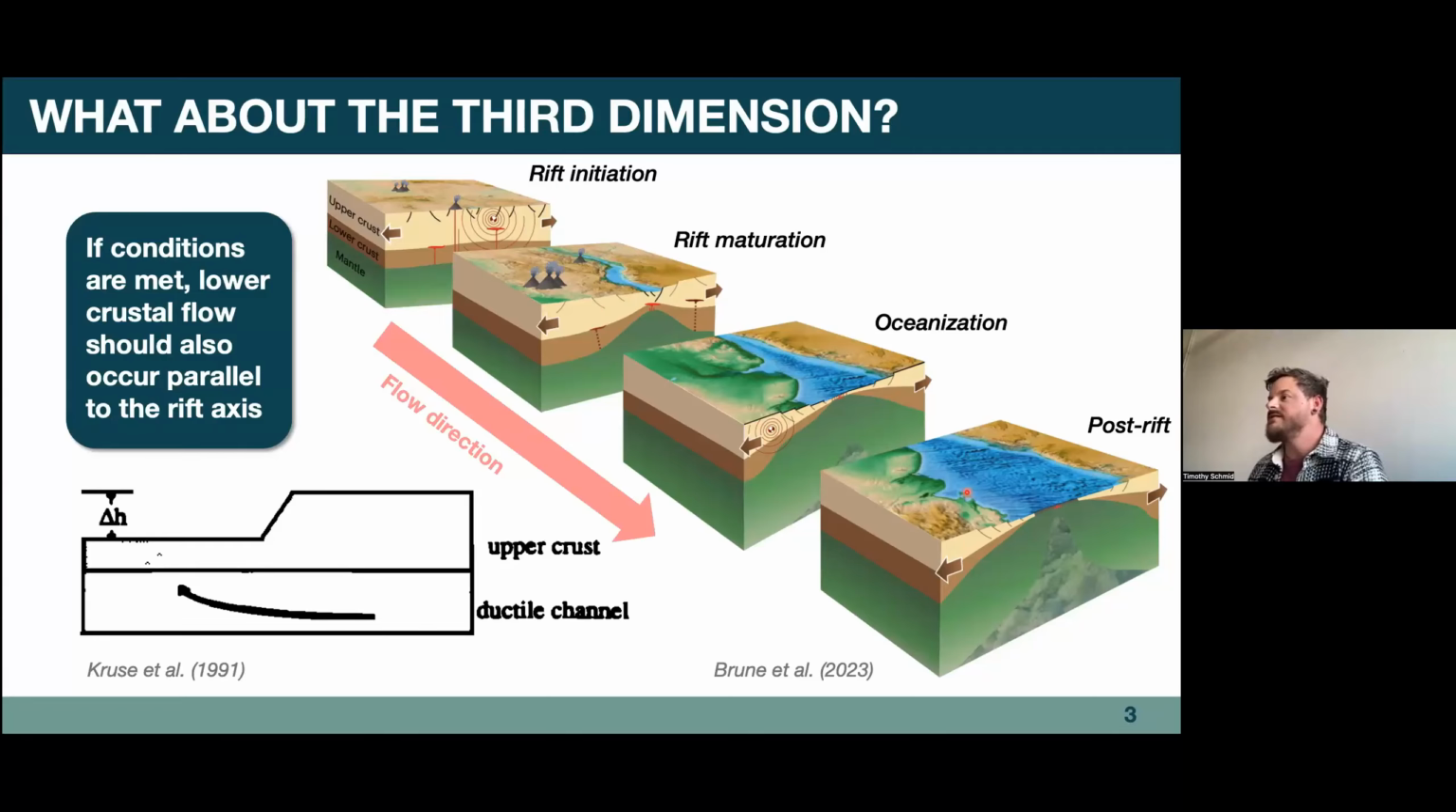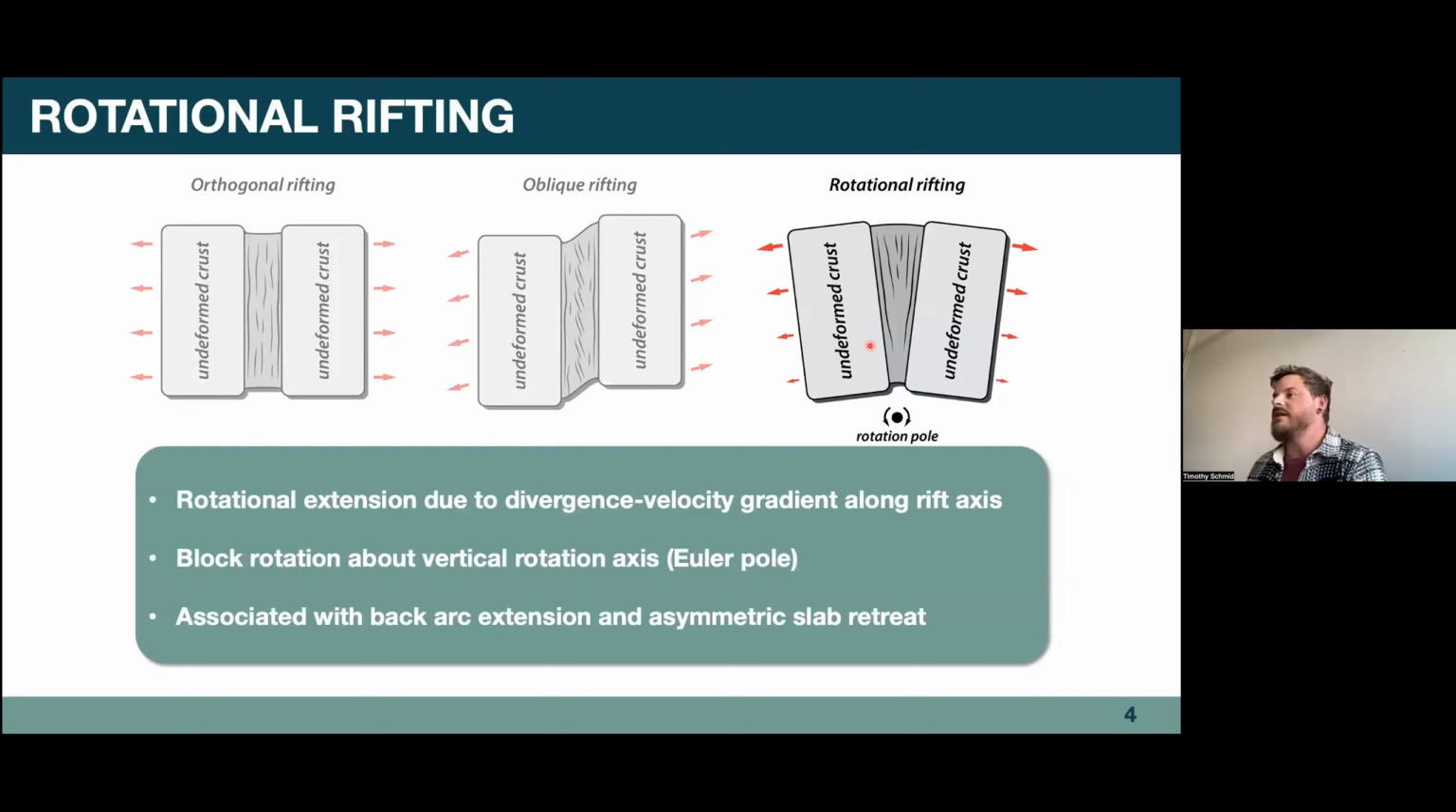And such settings do indeed occur in nature. They're known as rotational rifts. In a rotational rift, we basically have the rotational opening of the rift due to a divergence velocity gradient along the rift axis. So we have the highest deformation in this area, and as we go towards the rotation pole around which the undeformed blocks rotate, the deformation decreases.